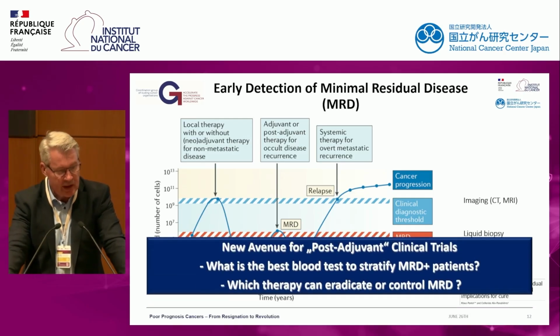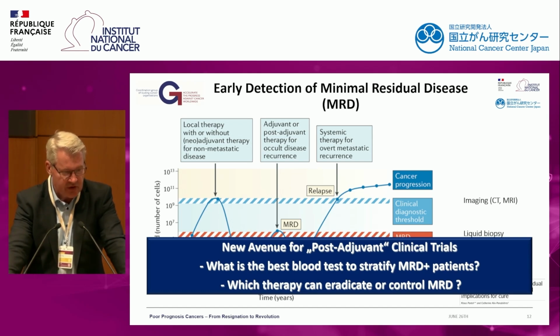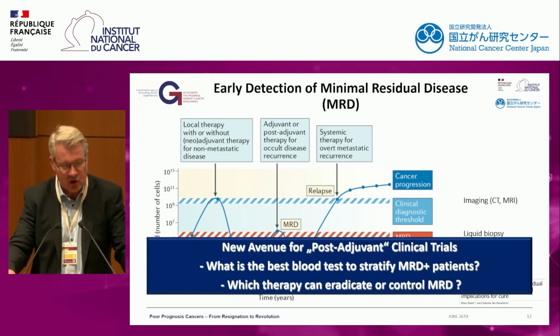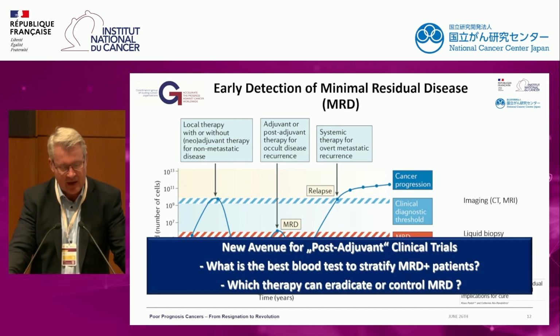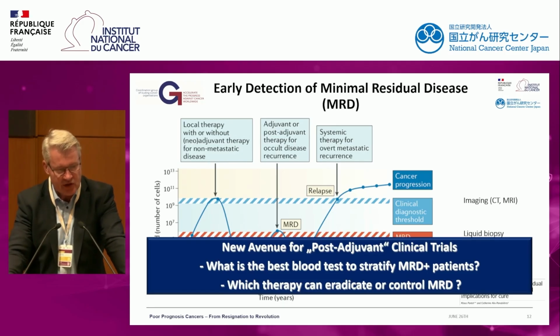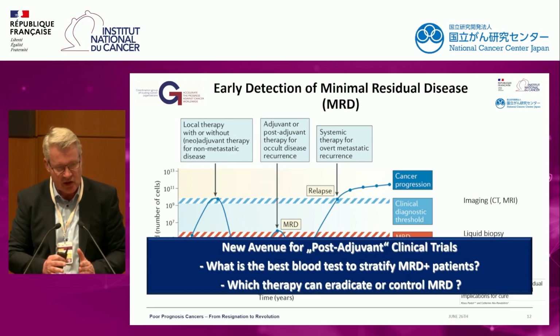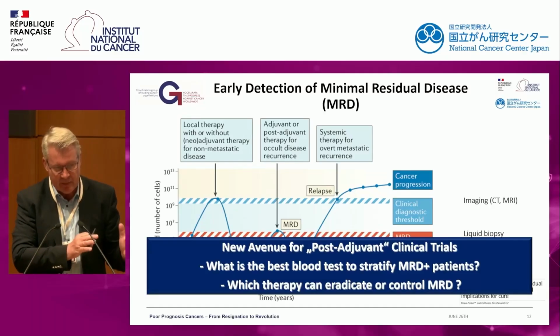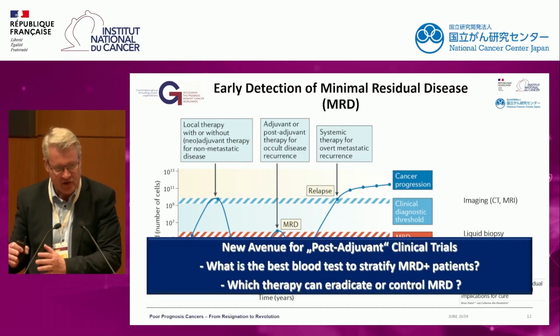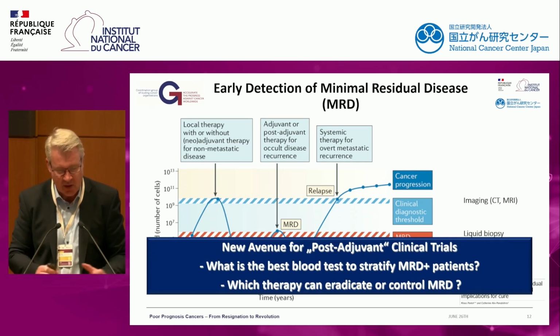And the question is really, what is the best technology to detect and stratify MRD positive patients, and which therapy can eradicate or control MRD. And this is probably opening a new avenue for so-called post-adjuvant clinical trials, and that's probably why many of also the pharma companies are involved in our grant application here, because they also see that this new diagnostic invention opens really a new type of clinical trials, not only treating patients at the beginning of the diagnosis or in the adjuvant phase or at the metastatic, but also in between.